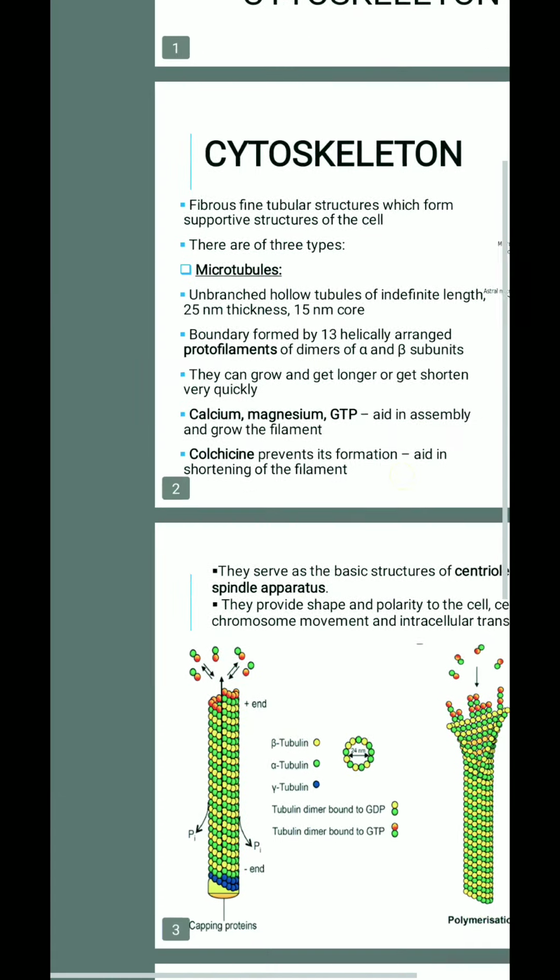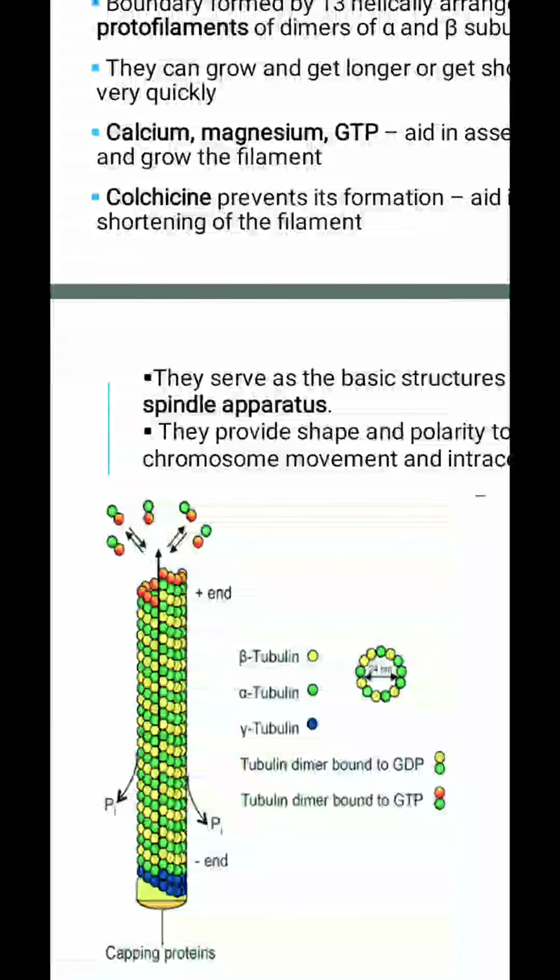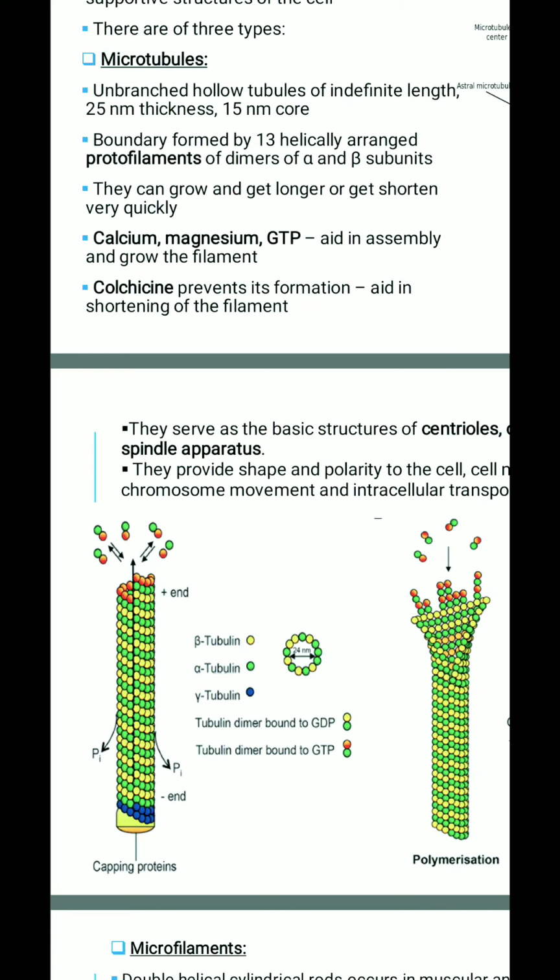In this particular diagram you will be able to notice that these tubules are basically hollow. The outermost boundary is made up of 13 protofilaments. Now these 13 filaments are made up of two kinds of monomers, that is alpha tubulin, which is green in color, and beta tubulin, which is yellow in color. They orient themselves in a turn by turn manner to form the overall peripheral wall, into which you will be having the central empty core.